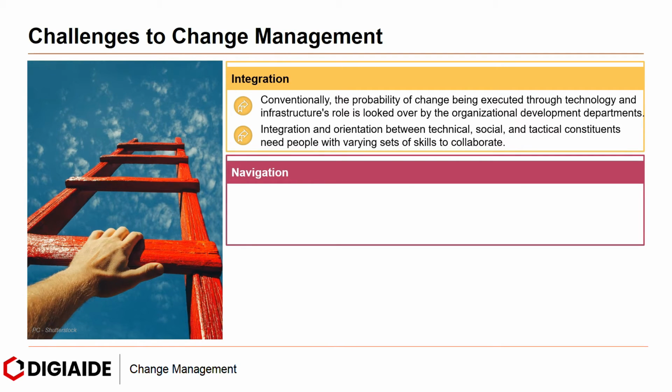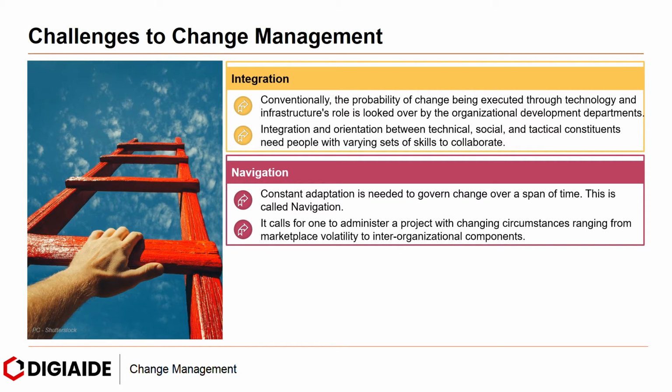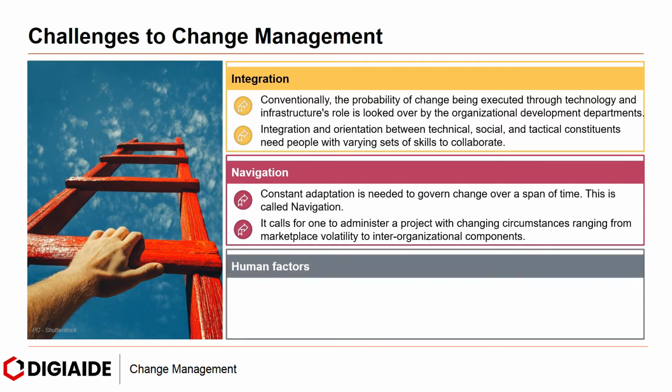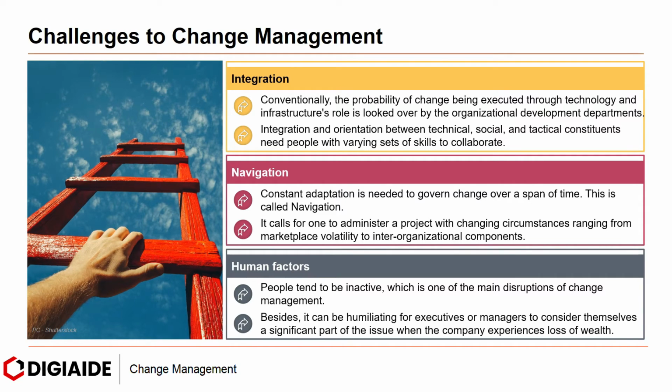Next, the aspect of navigation. Constant adaptation is needed to govern change over a span of time. This is called navigation. It calls for one to administer a project with changing circumstances ranging from marketplace volatility to inter-organizational competence. And finally, human factors. People tend to be inactive, which is one of the main disruptions of change management. Besides, it can be humiliating for executives or managers to consider themselves a significant part of the issue when the company experiences loss of wealth.